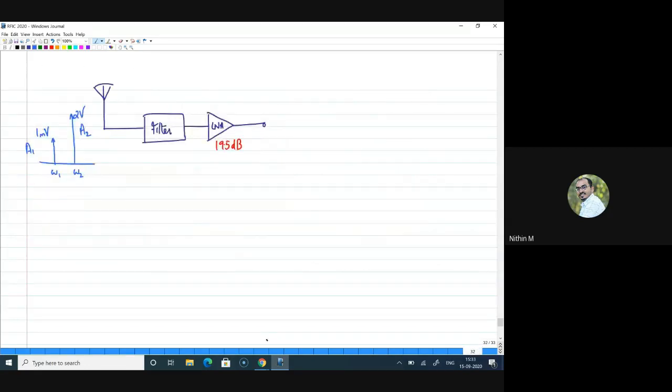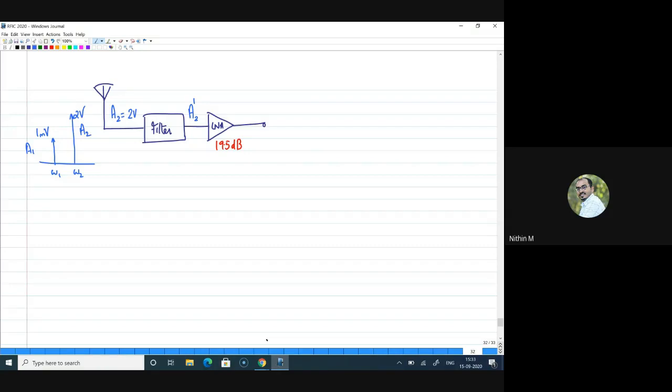That means we know the value of A2 here. The value of A2 at this point is 2 volts, right? Now we should find how many dBs this filter attenuates this A2 signal. That means I should find the value of A2 at the output side. If I mark it as A2 dash, what should be the attenuation given to this A2, to this interferer, by the filter? That is the question, right?